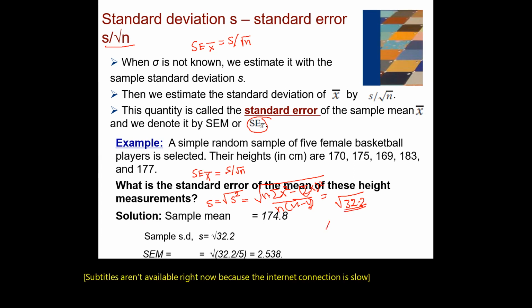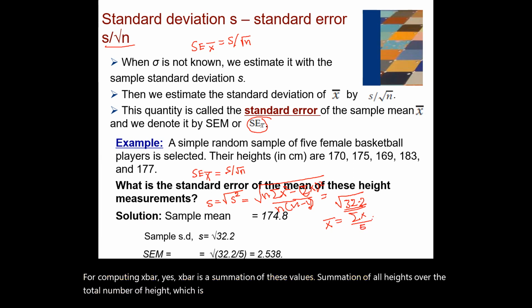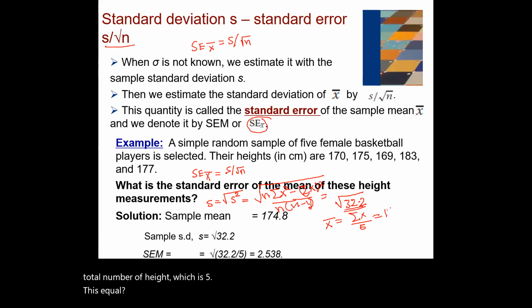For computing x bar, x bar is the summation of all heights over the total number of heights, which is 5. This equals 174.8. Now we compute x bar, the sample mean.